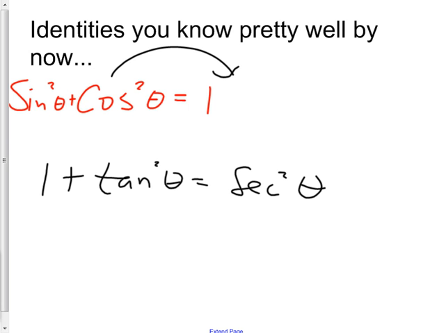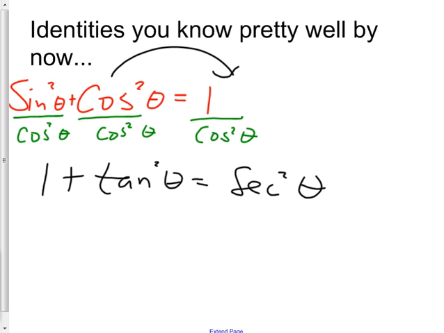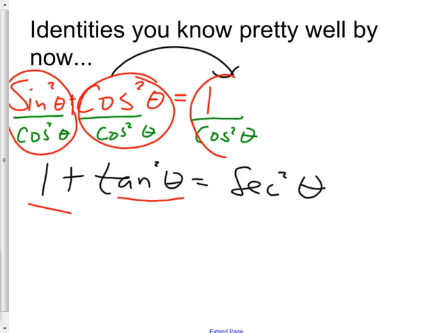Okay, here's what you could do on that original one. If you divide everything by cosine, would you agree that in an equation you can divide everything by something if you want to? Divide everything by 6 if you want to? Well, I'm dividing everything by cosine. Why? Because what's sine over cosine? Tangent. What's cosine over cosine? 1. And what's 1 over cosine? That's where that comes from.